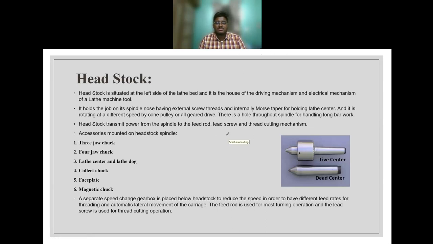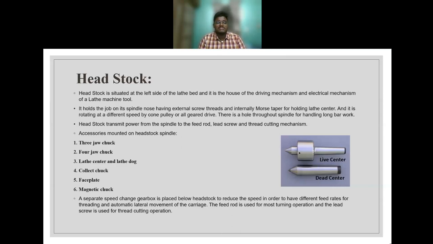I'll annotate. This is the 3-jaw chuck. Here we will place the material for machining. And this is the 4-jaw chuck. In the center we will have the material for machining. The lathe center, lathe dog, and connecting chuck, faceplate and magnetic chuck will be used as accessories, and a separate speed change gearbox is placed in the headstock to reduce the speed.